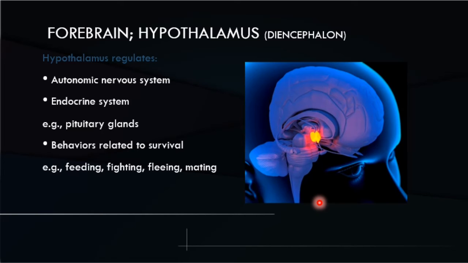The endocrine system is where you release hormones and stuff, an example would be the pituitary gland. And there are behaviors related to survival, like feeding, fighting, fleeing, and mating. One book said 4 Fs, but feeding, fighting, fleeing, and mating. So whatever has to do with survival.